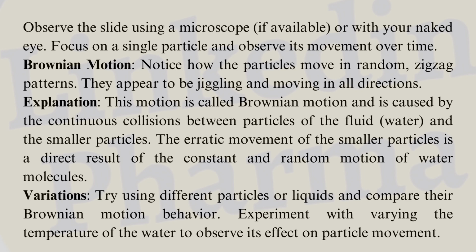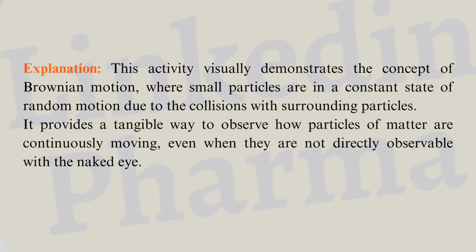5. Variations. Try using different particles or liquids and compare their Brownian motion behavior. Experiment with varying the temperature of the water to observe its effect on particle movement. Explanation. This activity visually demonstrates the concept of Brownian motion, where small particles are in a constant state of random motion due to the collisions with surrounding particles.